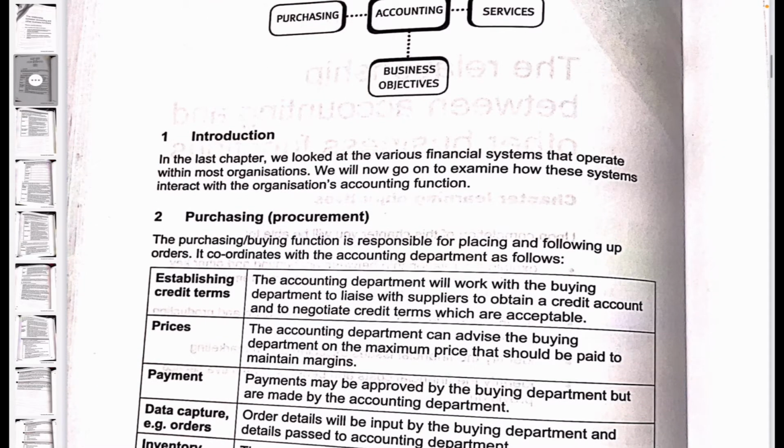Introduction. In the last chapter, we looked at the various financial systems that operate within most organizations. We will now go on to examine how these systems interact with organizations' accounting function.